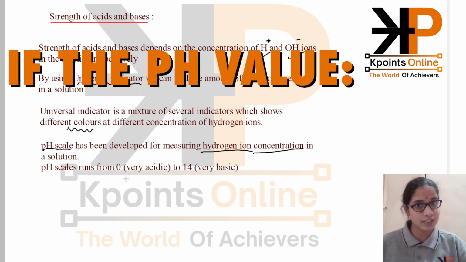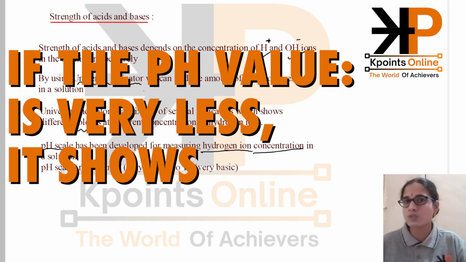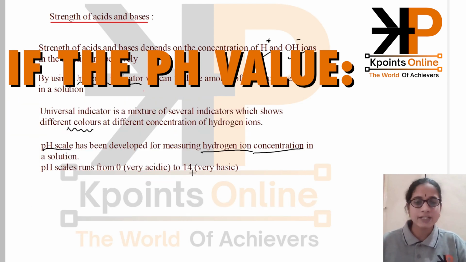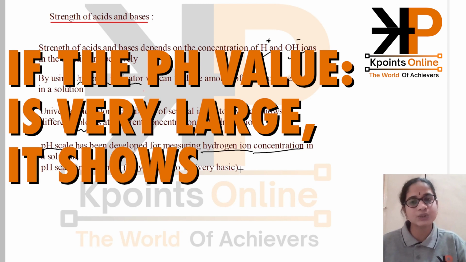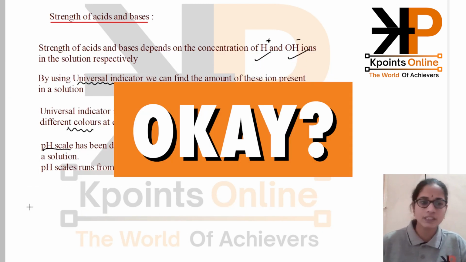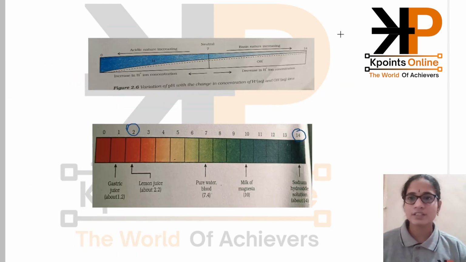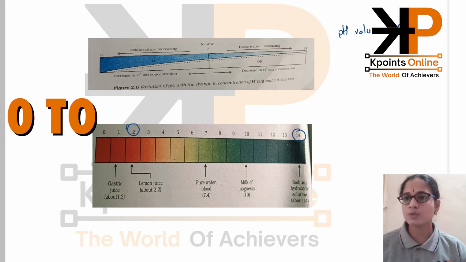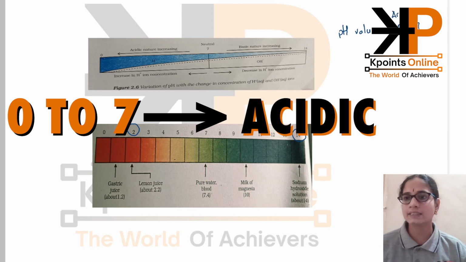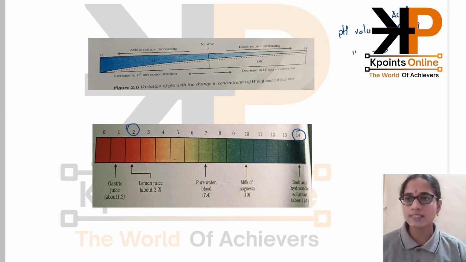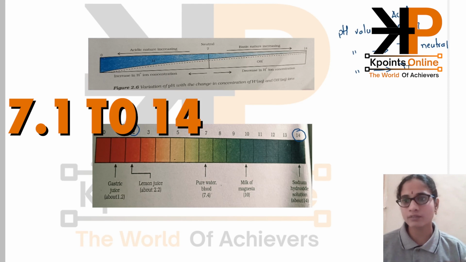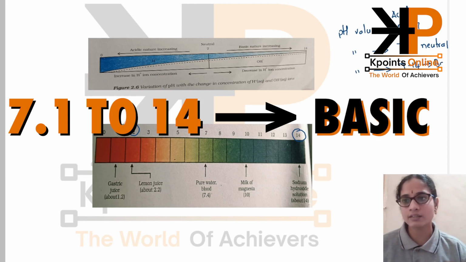If the pH value is very low, it shows the acidic character, and if it is very high, then it shows a basic character. Okay, this is the pH scale. If the pH value of the solution is between 0 and 7, then it is acidic. If the pH value is exactly 7, then it is neutral in nature. If the pH value is between 7.1 and 14, then it is basic in nature.